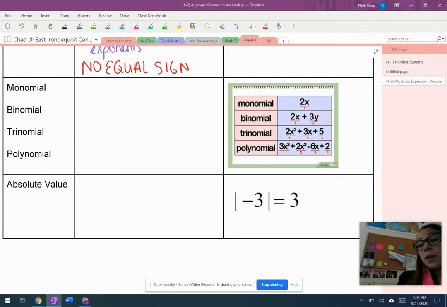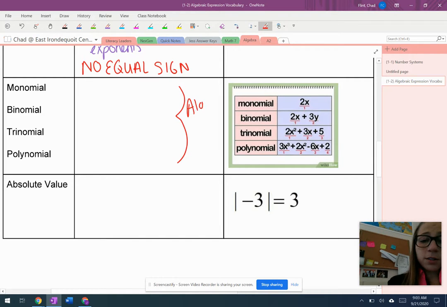So these guys, monomial, binomial, trinomial, polynomial, that just has to do with the number of terms in the algebraic expression. All of these are just algebraic expressions.